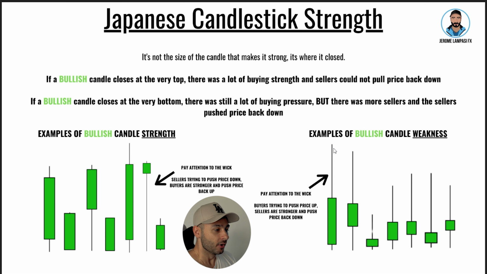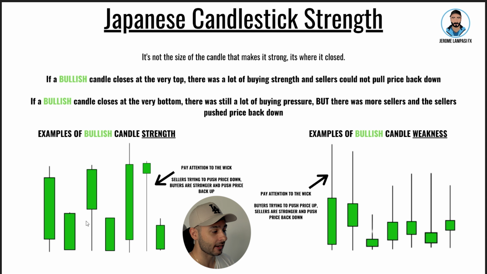So here we have some examples of candlestick strength. Just a quick note, it's not the size of the candle that makes it strong, it's how it closed. If a bullish candle closes at the very top, there was a lot of buying strength and sellers could not pull price back down. If a bullish candle closes at the very bottom, there was still a lot of buying pressure, but there were more sellers, and the sellers pushed price back down, taking control. Examples of bullish candle strength.